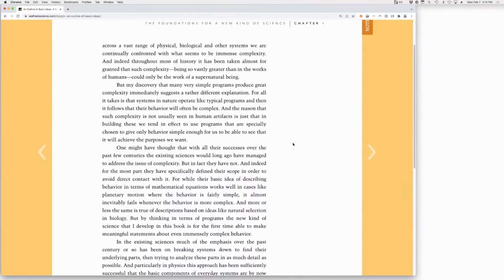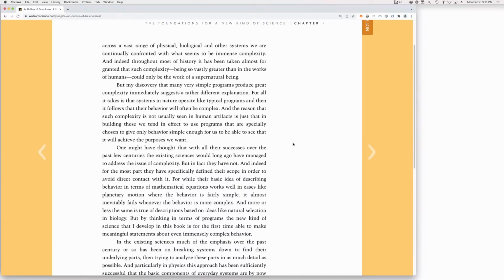But my discovery that many very simple programs produce great complexity immediately suggests a rather different explanation. For all it takes is that systems in nature operate like typical programs, and then it follows that their behavior will often be complex. And the reason that such complexity is not usually seen in human artifacts is just that in building these, we tend in effect to use programs that are specially chosen to give only behavior simple enough for us to be able to see that it will achieve the purposes we want.